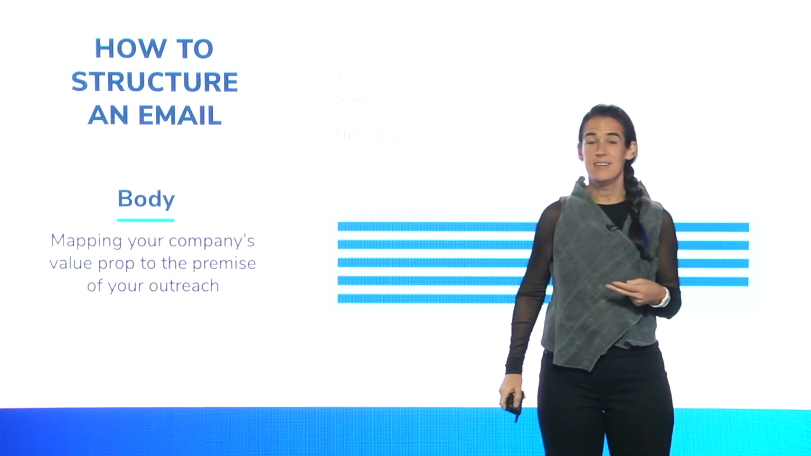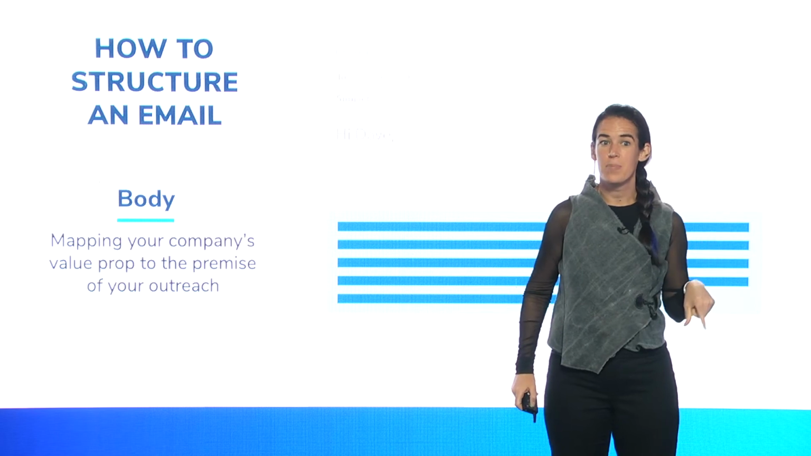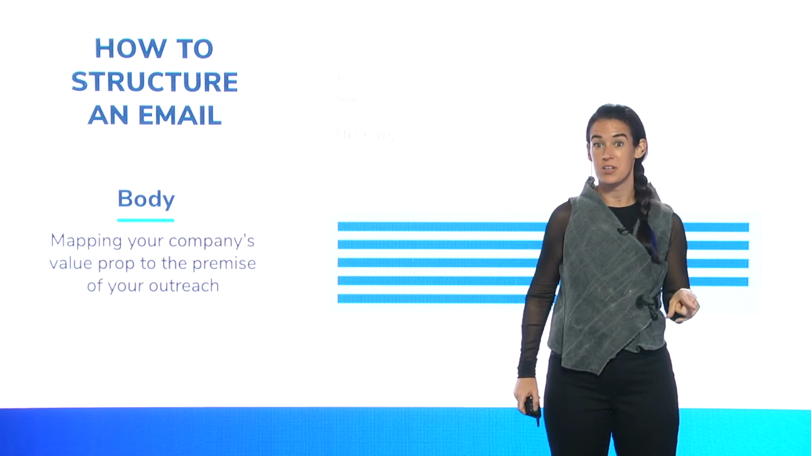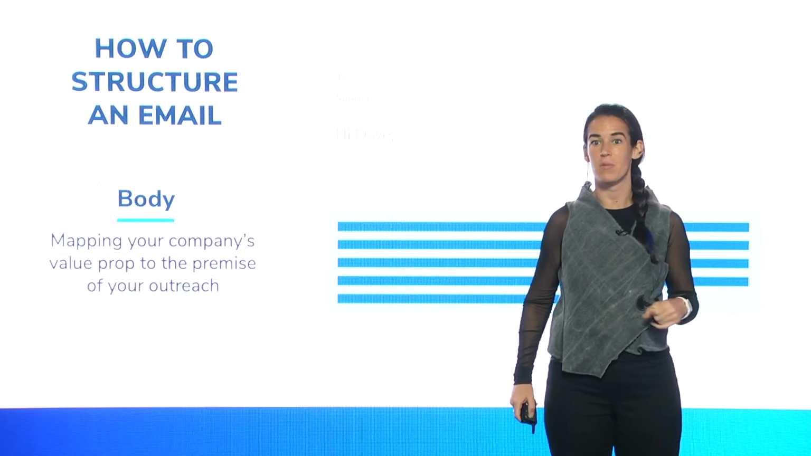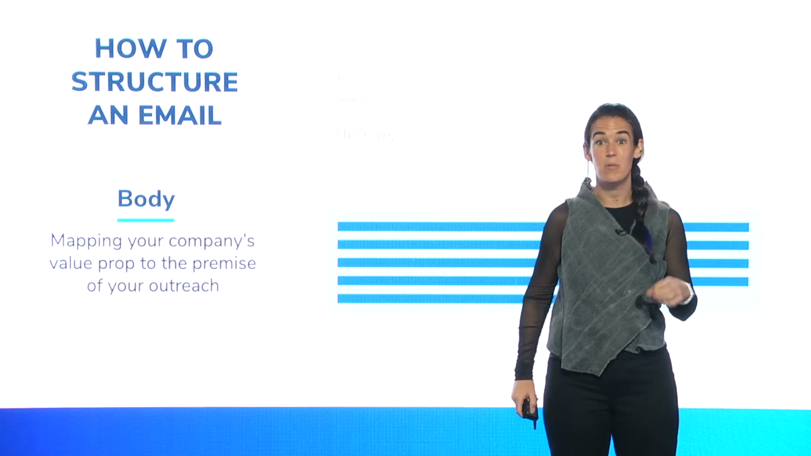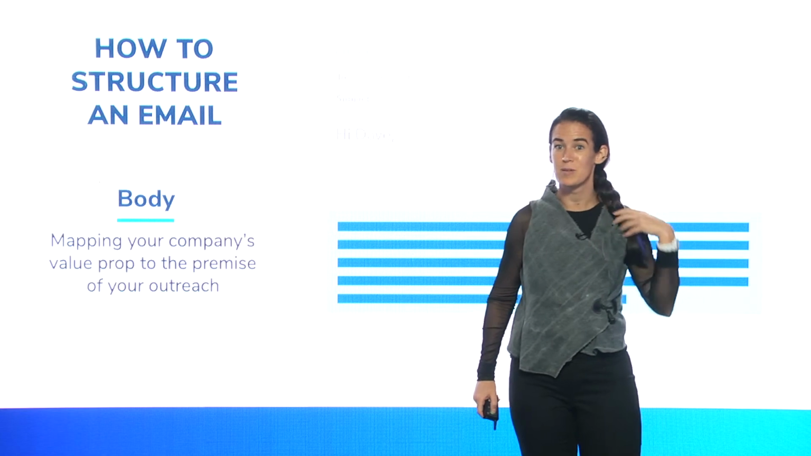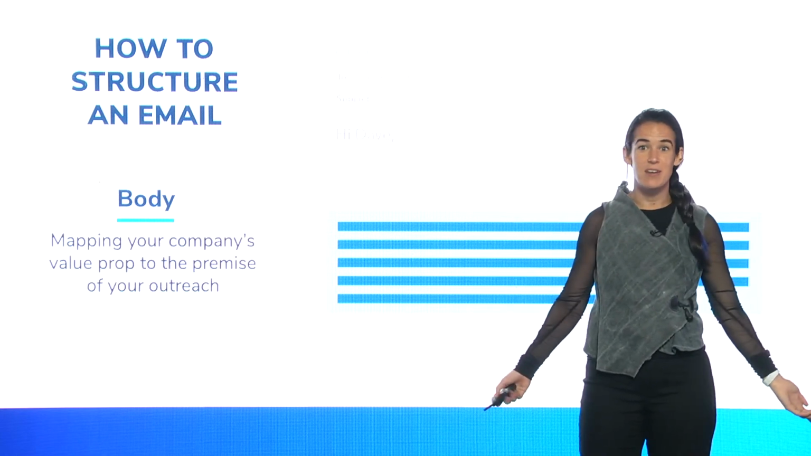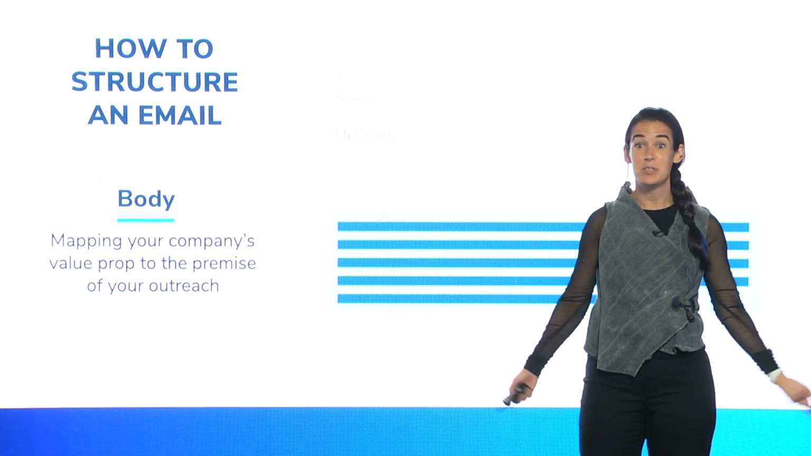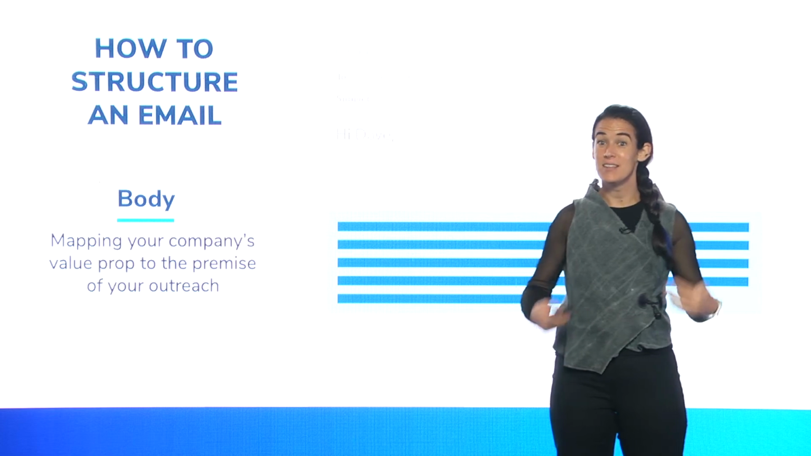The second line is going to be the body. This is where you map your company's value prop to the premise of your outreach. So it is very, very important that it is mapped to the premise of outreach. Again, personalization without relevance, or the 10-80-10 rule, at least in my experience, comes off pretty disingenuous. Your prospect will think, that's great that you know that I'm near the Golden Gate Bridge, but it doesn't really matter to me in my day-to-day. Unless I'm building bridges, which I'm not, then it's not relevant to me.